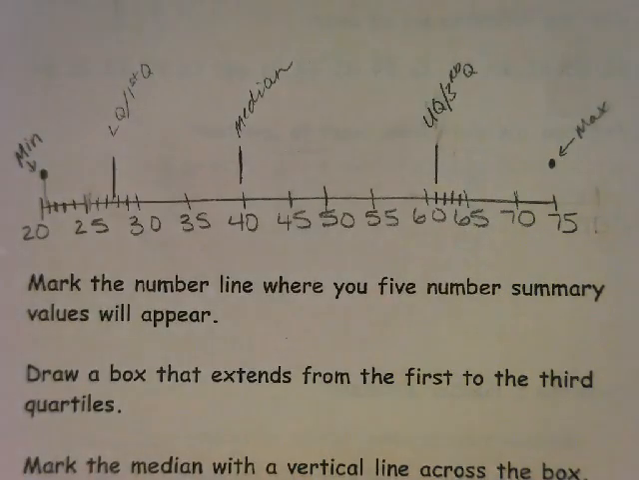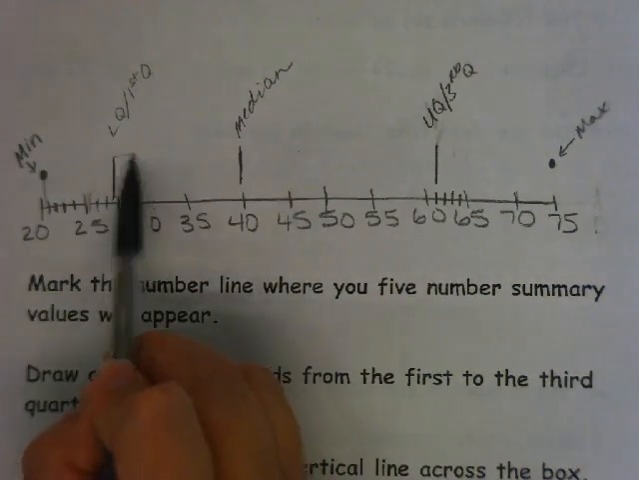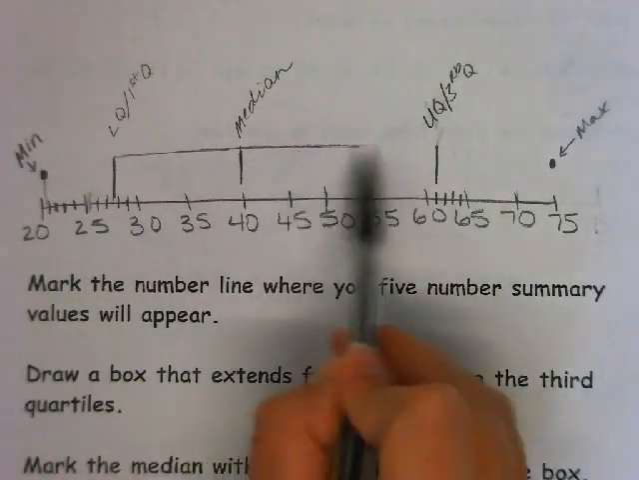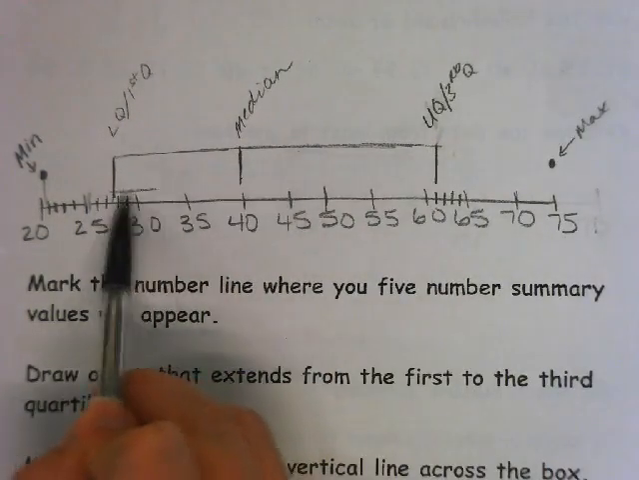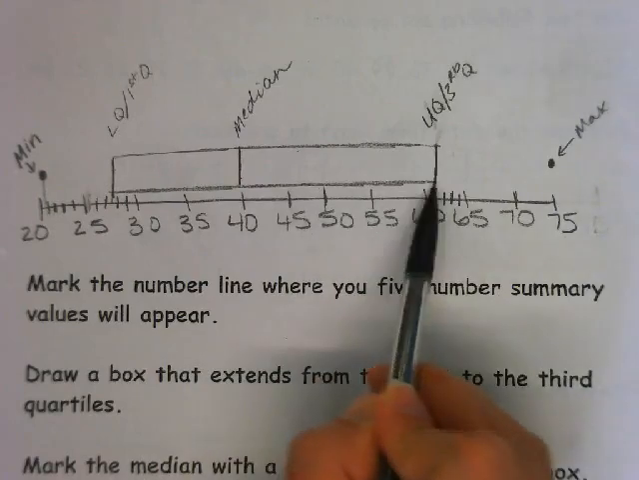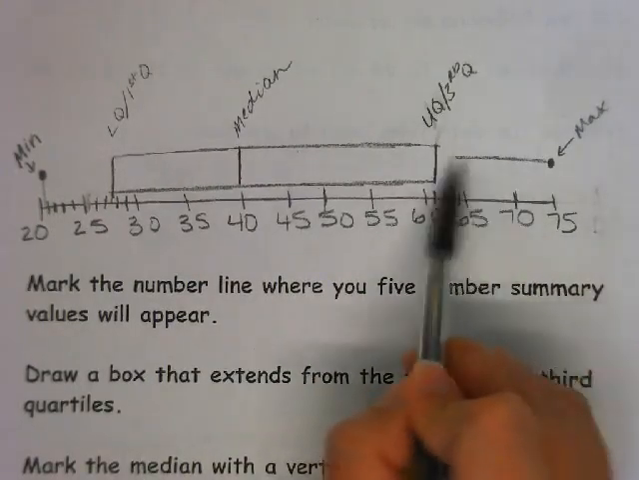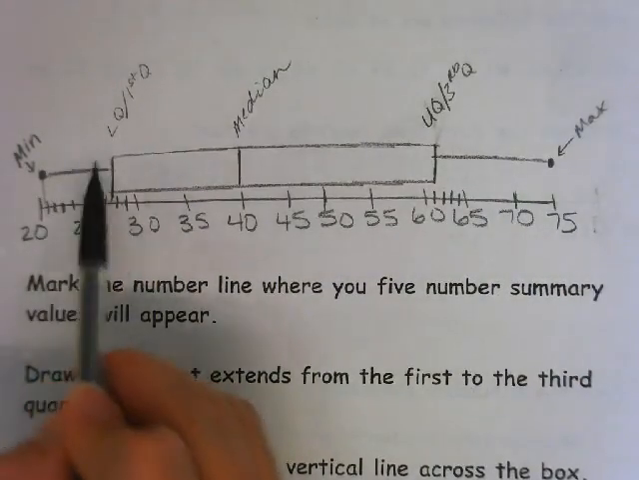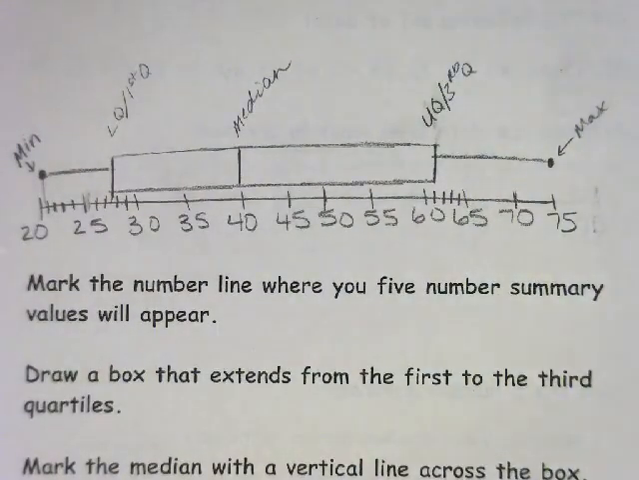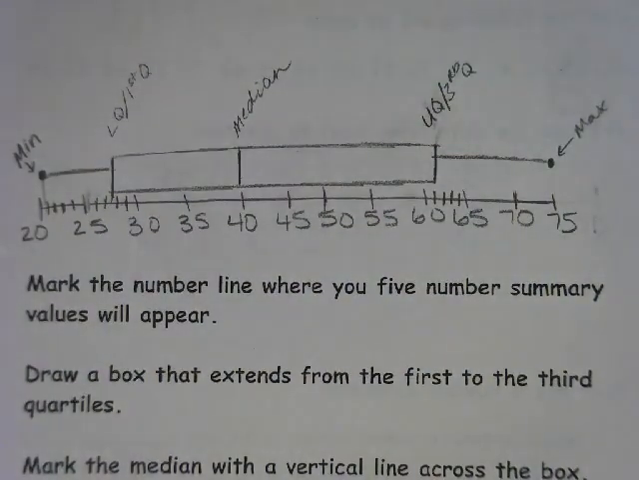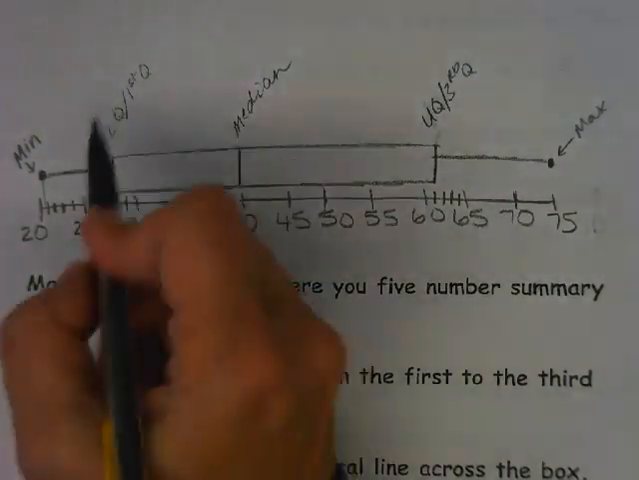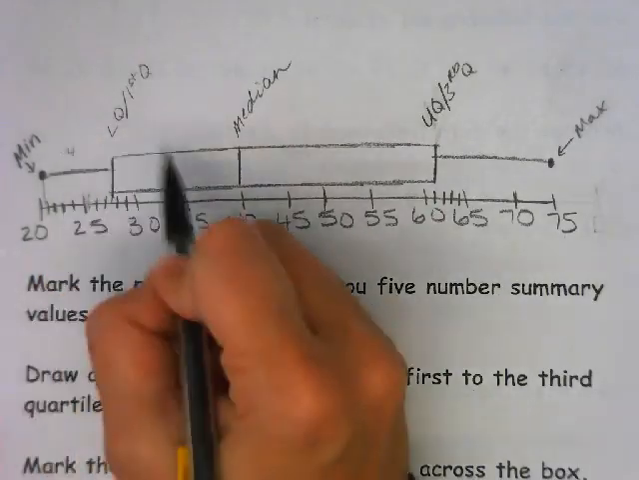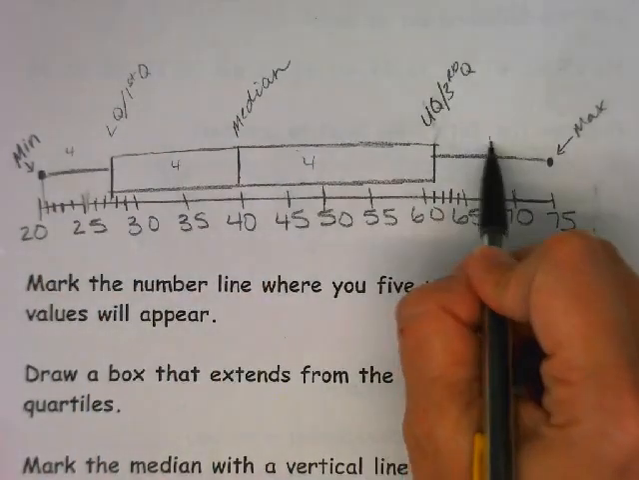So now you've got all your stuff marked, right? So all you got to do is connect the lines and make a box. And then you make the whiskers. And there's your box and whisker plot. How do you feel about that? It's okay, so it is uneven. Yes. It is uneven, but there is still 4 pieces of data in each of these sections.